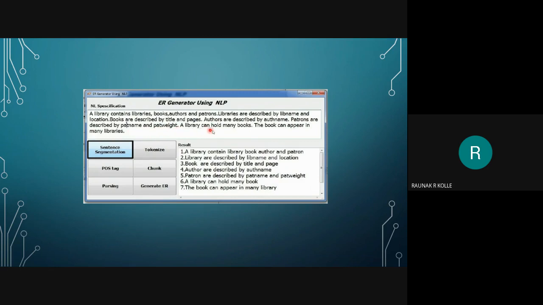A library can hold many books. The book can appear in many libraries. Breaking down this paragraph into multiple sentences, we observe that the generator does not end the sentence.